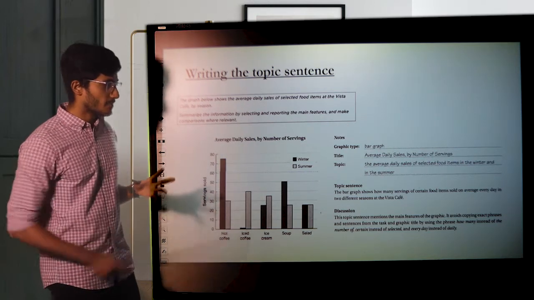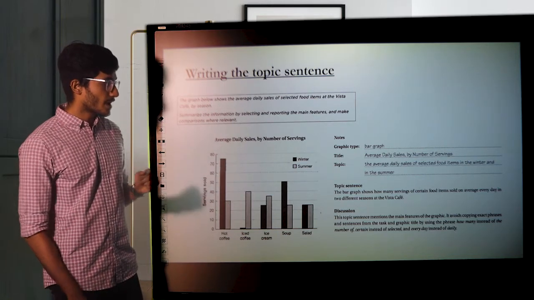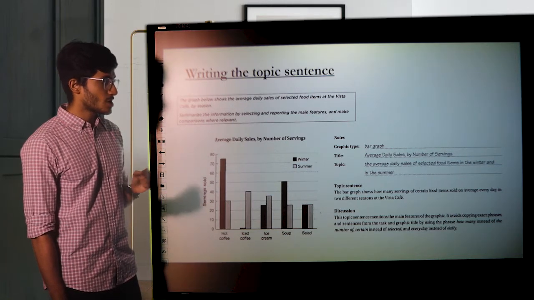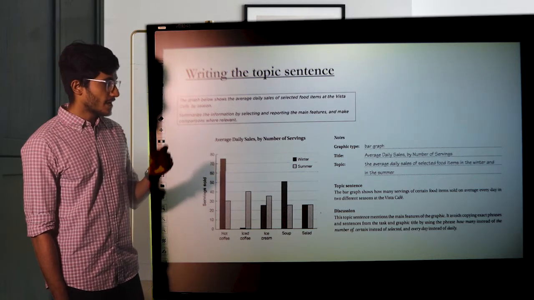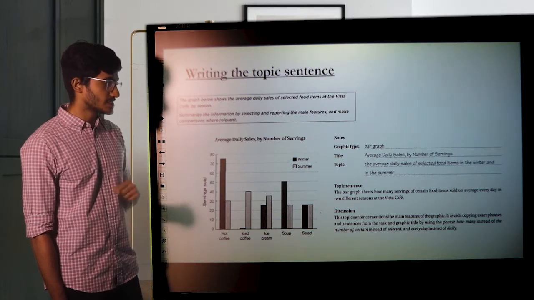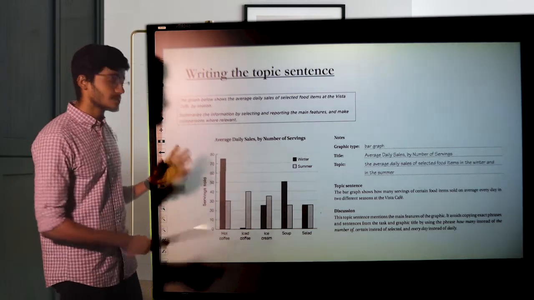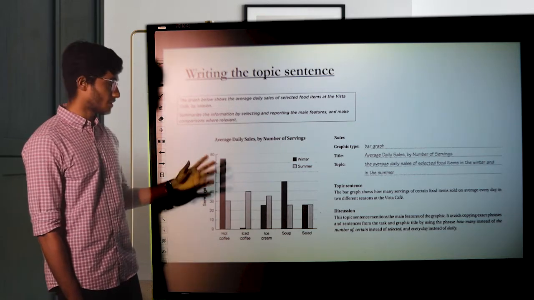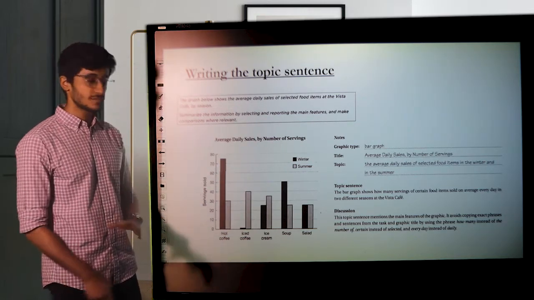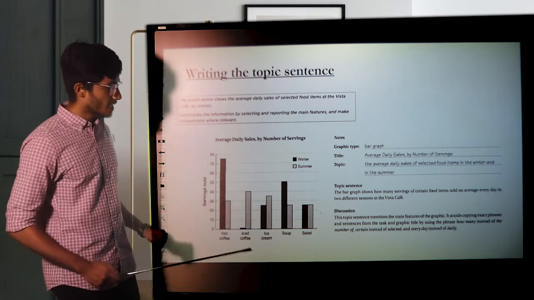So here we have a model topic sentence, and let's read it out for you guys. The bar graph shows how many servings of certain food items were sold on average every day in 2 different seasons at the Vista Cafe. So this topic sentence alone tells you the whole thing about what the graph is about. It gives you the whole picture. How? Let me break it down to you.